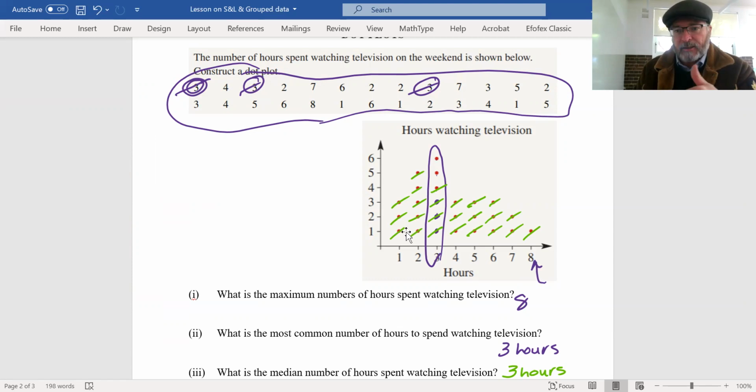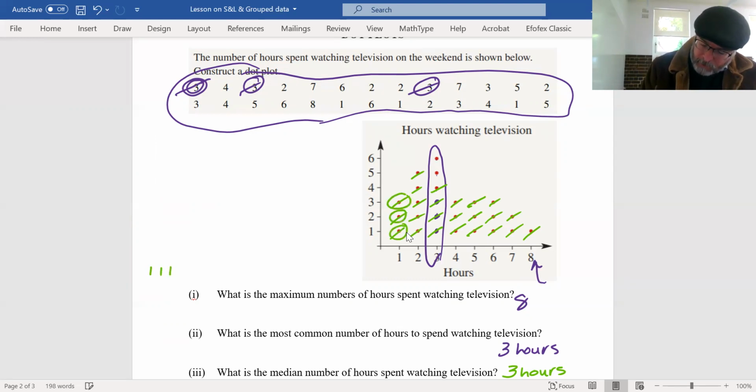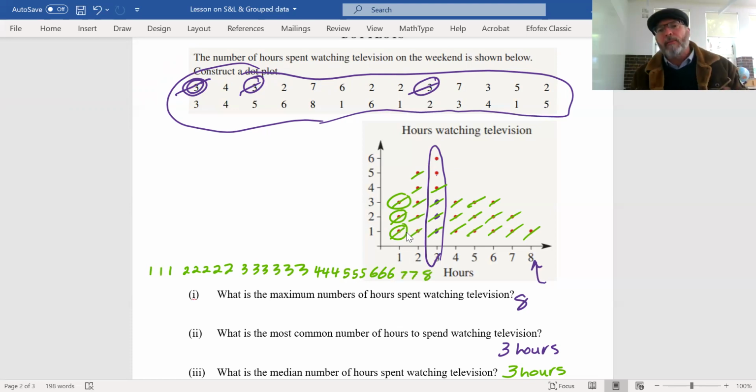Now, just to let you know what we've just done in the long way, if those hours were all written out in the long way, you'd have 3 1s in a row, and then you'd have 5 2s, and then you'd have 6 3s, and then you'd have 3 4s, and then you'd have 3 5s and 3 6s, and then you'd have 2 7s, and then you'd have an 8. So if you line them all up from smallest to biggest, that's what you've got there.